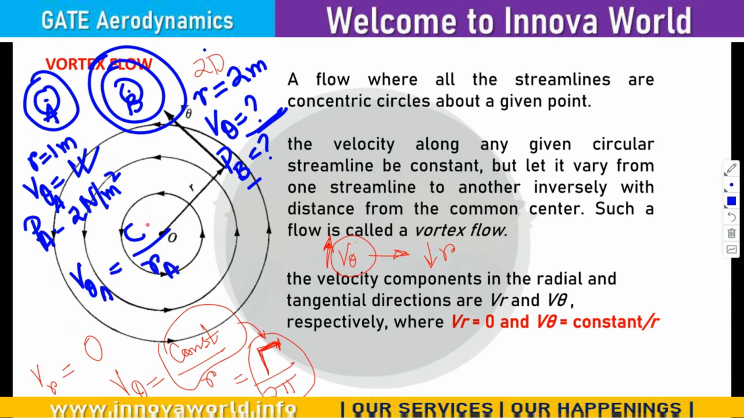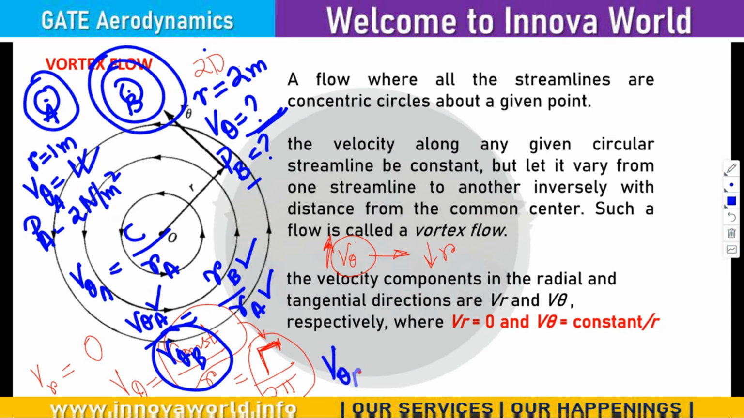Yes. I can say the constant term is fixed, right? So can I say V theta of A by V theta of B equals R of B by R of A? From that our requirement is V theta of B. I know the V theta of A. RB is known, that is 2 meter. RA is known, that is 1 meter. I can find out the V theta of B, right? I can obtain that value. Okay, ma'am. Got it.